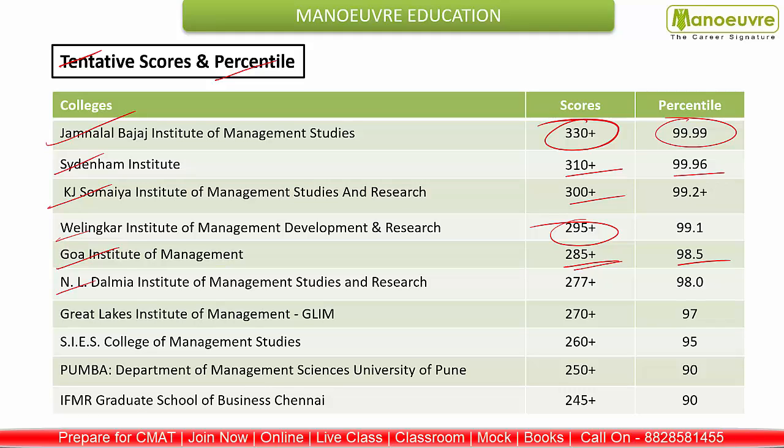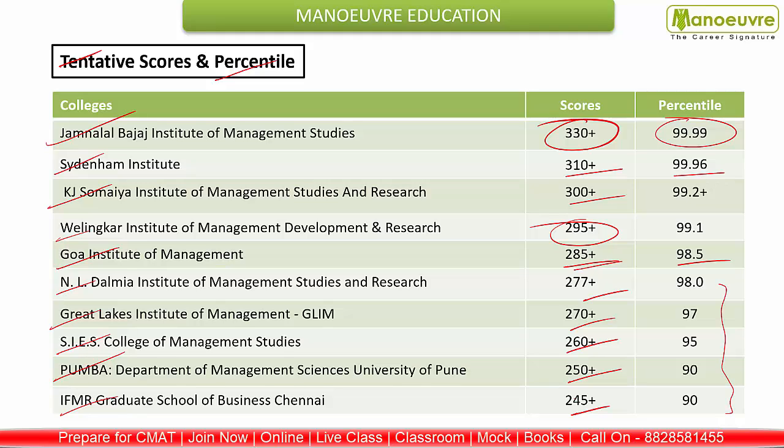NL Dalmia Institute of Management Studies and Research, 277 plus marks. Great Lakes Chennai, 270 plus marks. SIES College of Management Studies, 260 plus marks. PUMBA, 250 plus marks. And IFMR in Chennai, 245 marks. So these all are the respective percentiles.